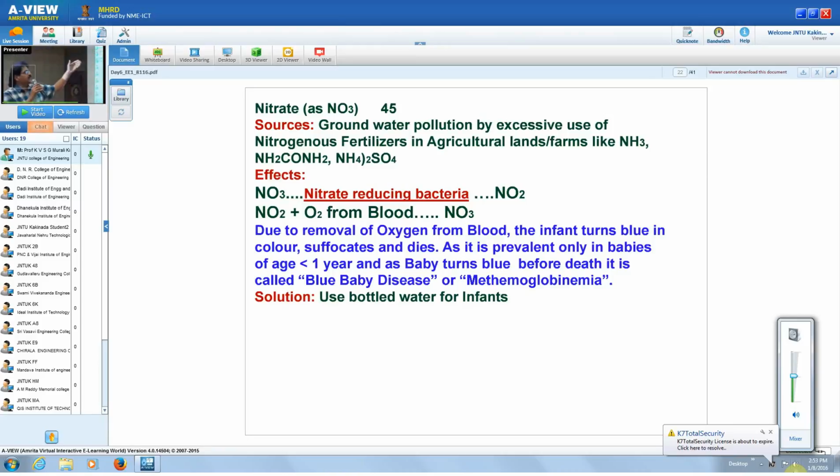So what happens if the groundwater contains more than 45 mg per liter? A very interesting phenomenon takes place. Nitrate, when we drink it, is immediately converted into NO2. Why? One type of bacteria, we have already seen that there are more than 10,000 varieties of microorganisms. One particular variety has its own style.